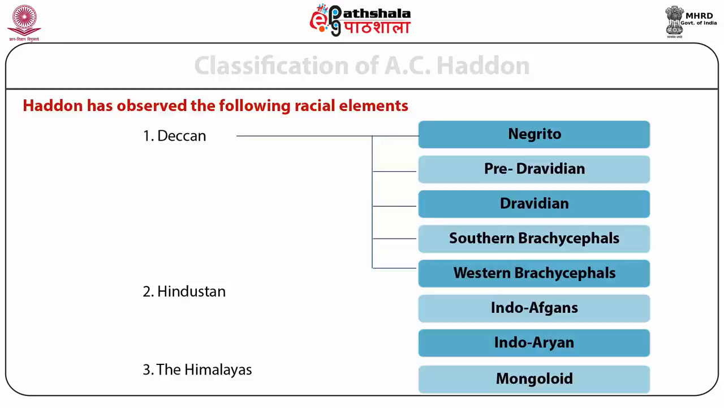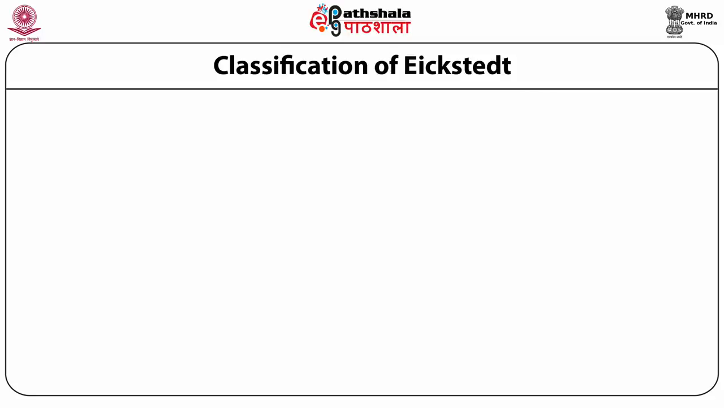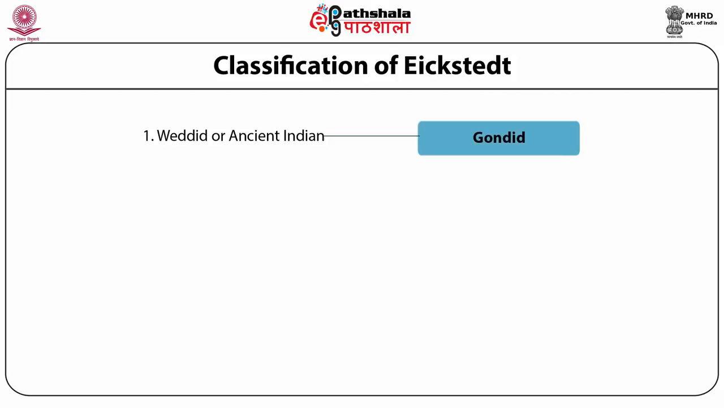Classification of Eickstedt. Eickstedt classified the population of India into four main divisions. First, Weddid, or ancient Indians. They are the primitive people and they live in jungles. They are again divided into, first, Gondid: skin color dark brown, hair curly. Matriarchal influence is seen among them. They use the mattock. Totemistic belief among them is noteworthy. Examples: Bhil, Oraons, Gonds. Next one is Malid: skin color dark brown, hair curly, people with ancient culture, though a foreign influence is observed. Examples: Kurumbar, Veddas.